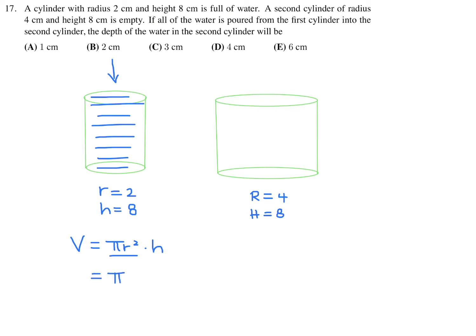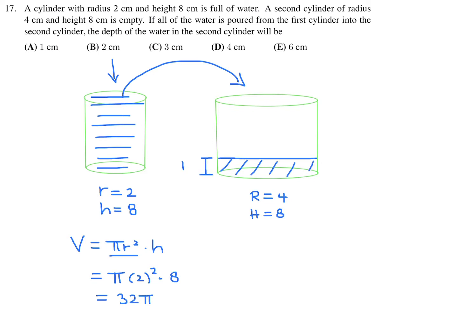And using our numbers, we got pi 2 squared times 8. And that's going to be 4 times 8, so that's 32 pi. And then what they do is they pour all that water into here. So it's going to come up to a certain level. I don't know, maybe up to here, say. And they want you to figure out this height. That height right there.